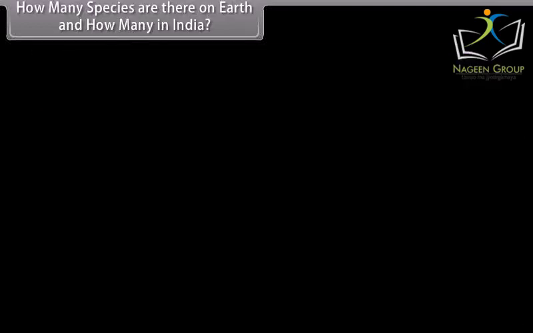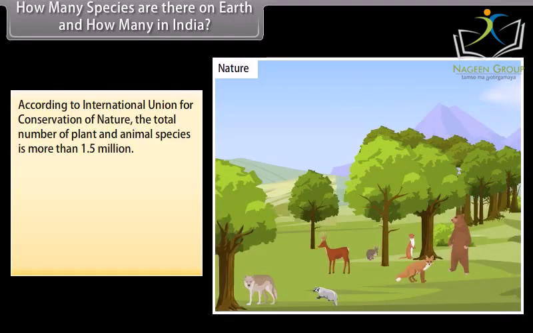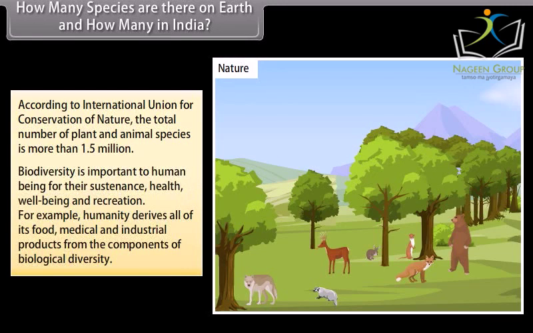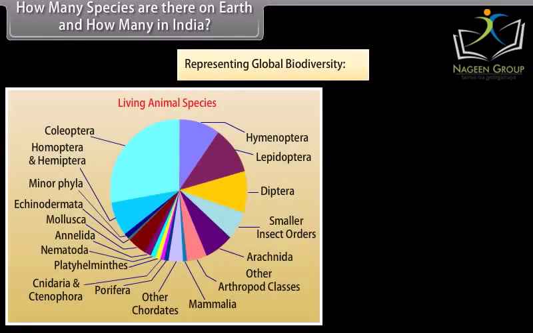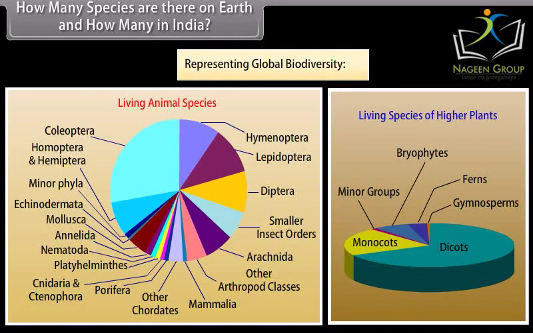How many species are there on earth and how many in India? According to International Union for Conservation of Nature, the total number of plant and animal species is more than 1.5 million. Biodiversity is important to human beings for their sustenance, health, well-being, and recreation. For example, humanity derives all of its food, medical, and industrial products from the components of biological diversity. Here is a pie graph representing global biodiversity.